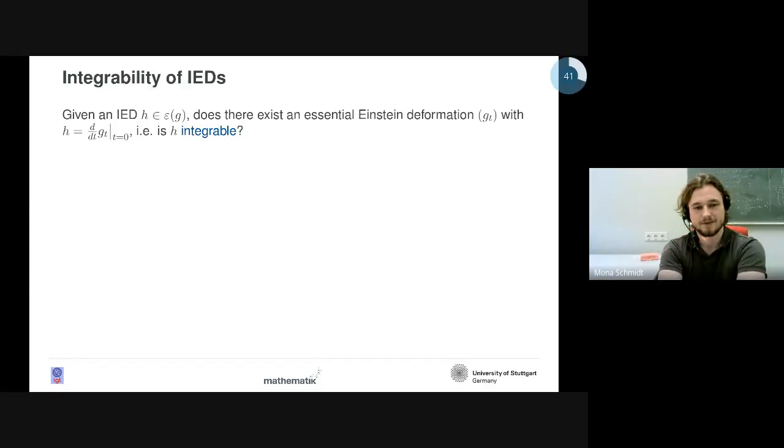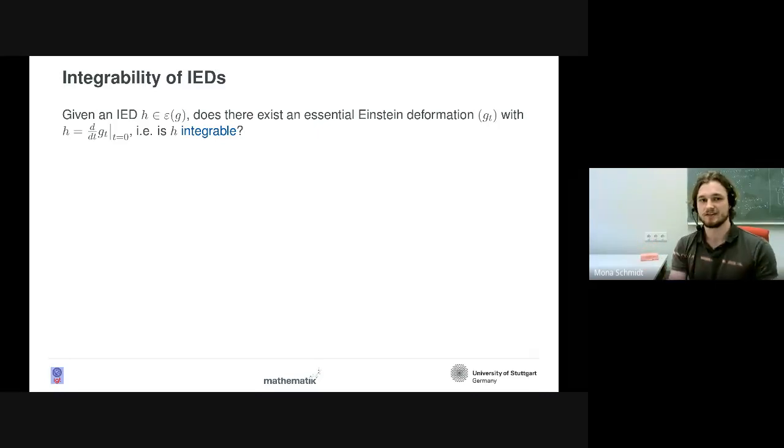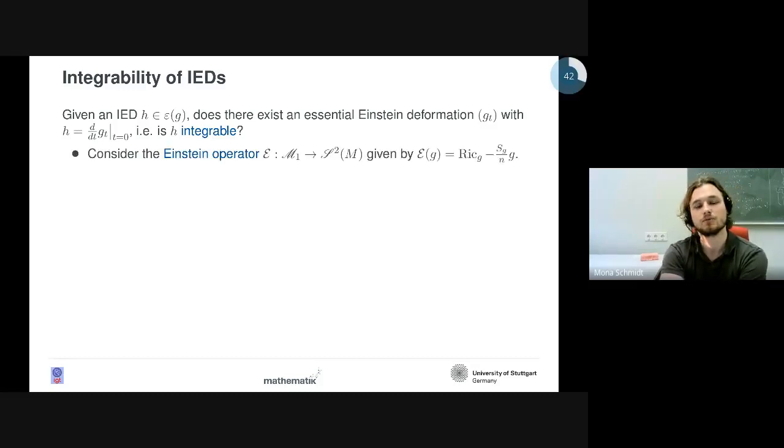All right, so conversely, we just went from Einstein deformations to infinitesimal Einstein deformations. Can we go back? If we are given an infinitesimal Einstein deformation, can we find some essential Einstein deformation that has this as first variation? In other words, is h an integrable IED? And generally, this is not the case, but we can say when this is the case.